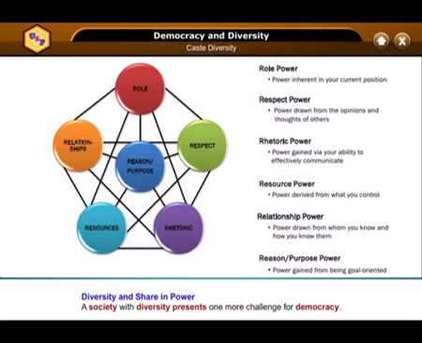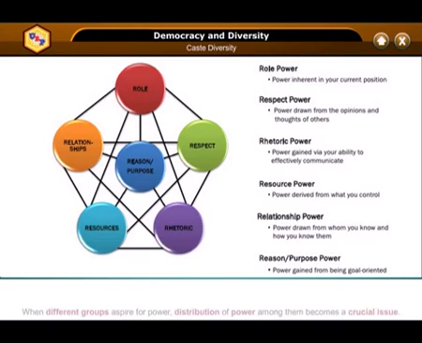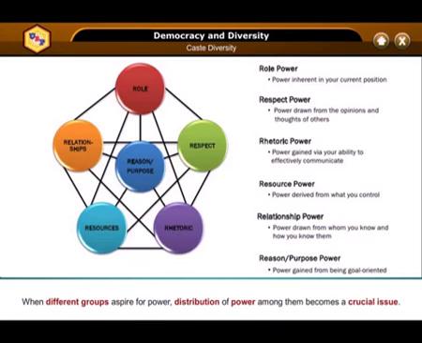Diversity and share in power. A society with diversity presents one more challenge for democracy. When different groups aspire for power, distribution of power among them becomes a crucial issue.